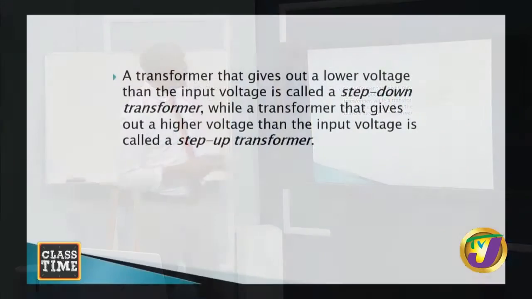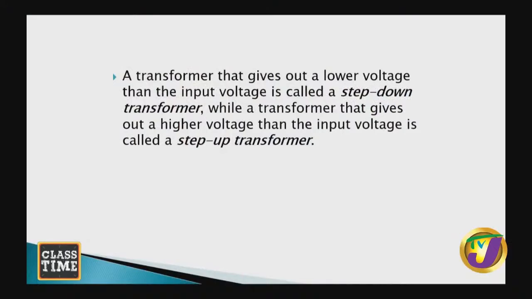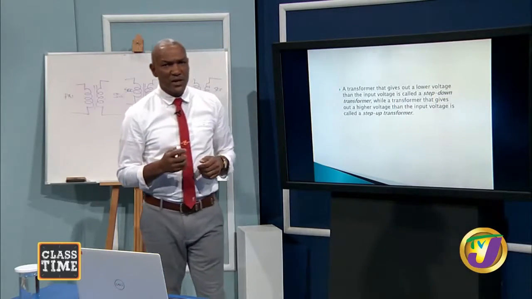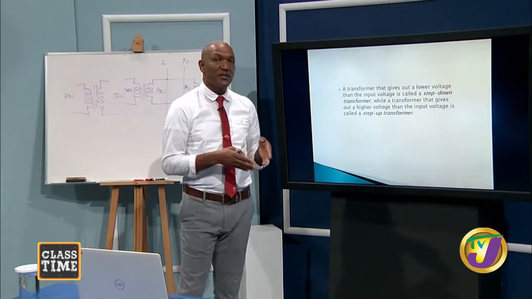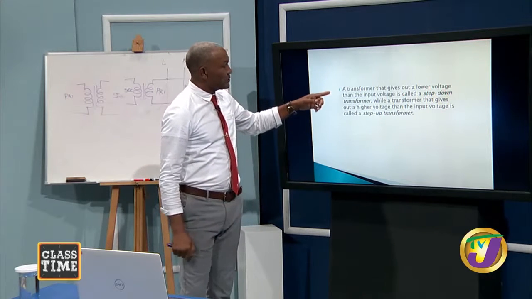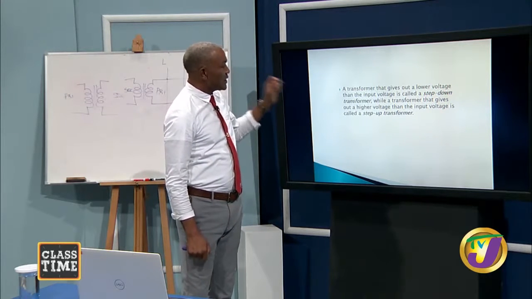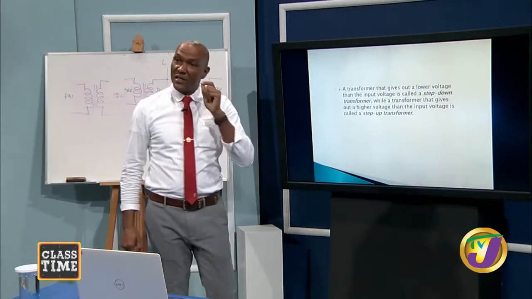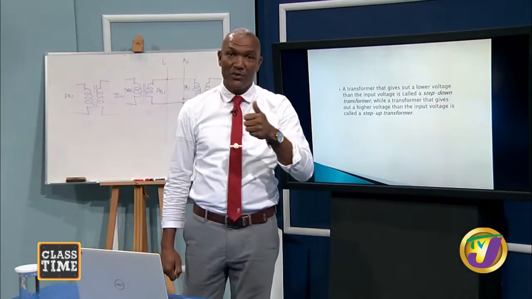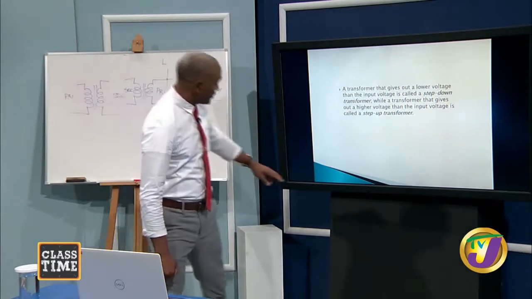A transformer that gives out a lower voltage than the input is called a step-down transformer. At the beginning, I said students will write in the lesson that a transformer is a device that steps up or steps down voltage, full stop. Yes, they are correct to some extent, but bear in mind I said it also does that with current, and it does it at a constant frequency. A transformer that gives out a lower voltage than the input voltage is called a step-down transformer. A transformer that gives out a voltage higher than the input voltage is called a step-up transformer.